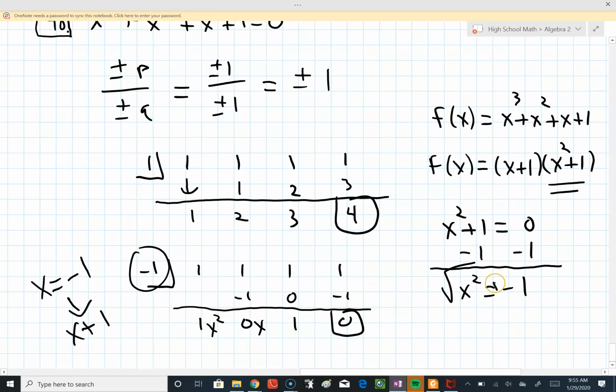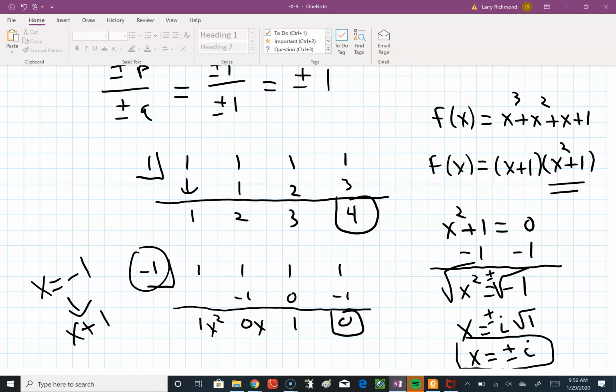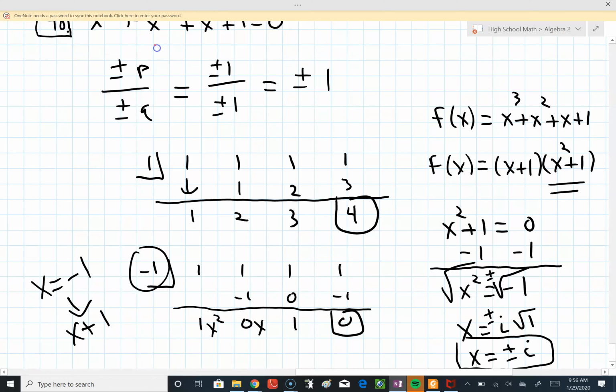Now taking the square root of both sides, x over here, and over here when we have the square root of a negative, we employ i. So this is i times the square root of 1, and the square root of 1 is 1. And we should say plus and minus. So this is x equal plus and minus i. So our zeros are, good, x equal negative 1 and i and negative i.